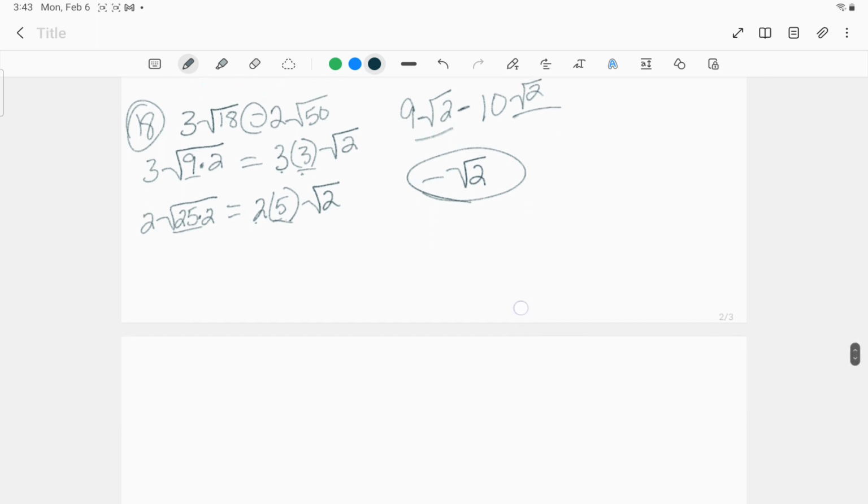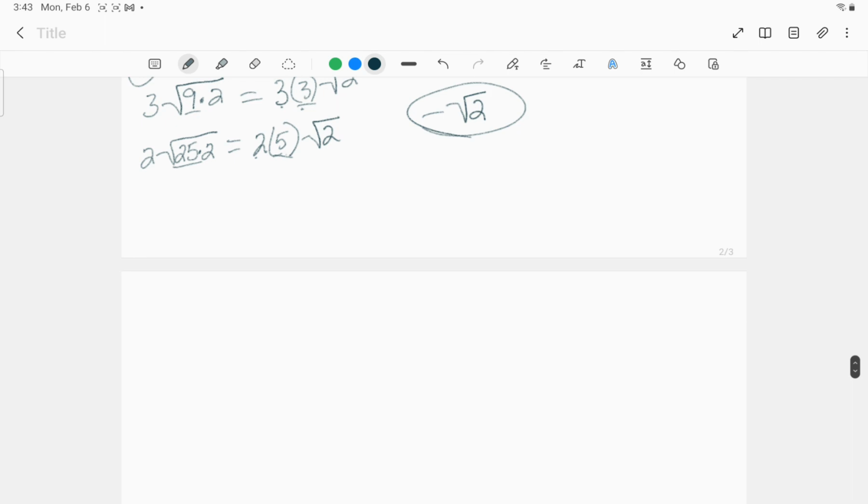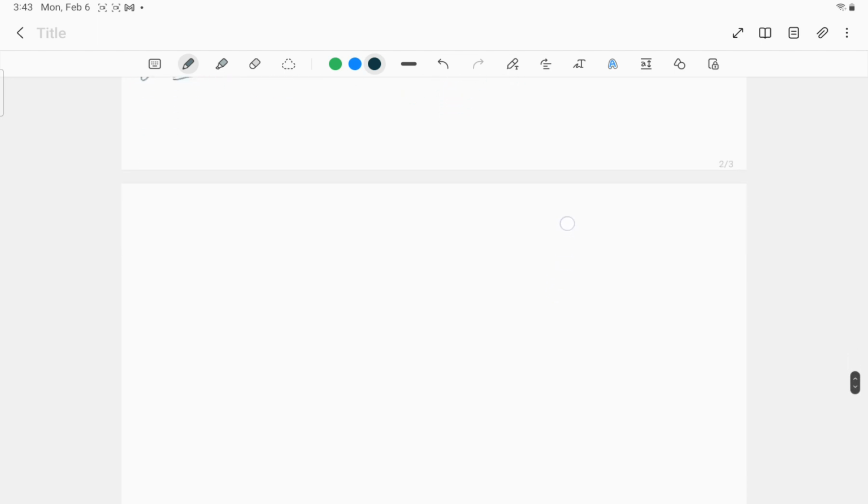Okay, so let's move on. Let me look over here at page 26 real quick. Okay, yeah, I'll do number 21. Should be able to do 19 and 20. I'll do number 21, and then we'll go over to page 26, and we'll do one of those.